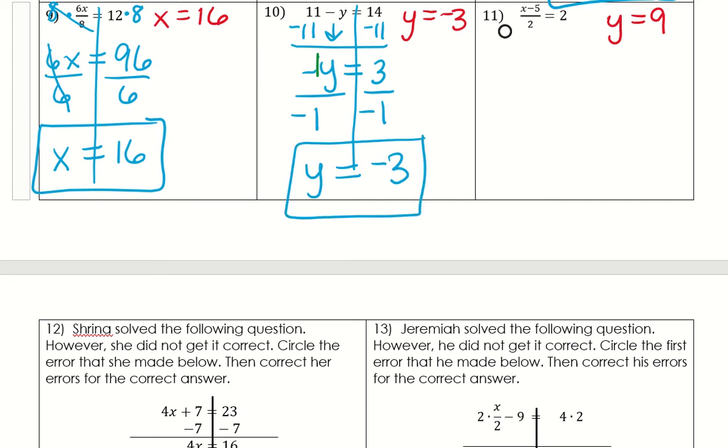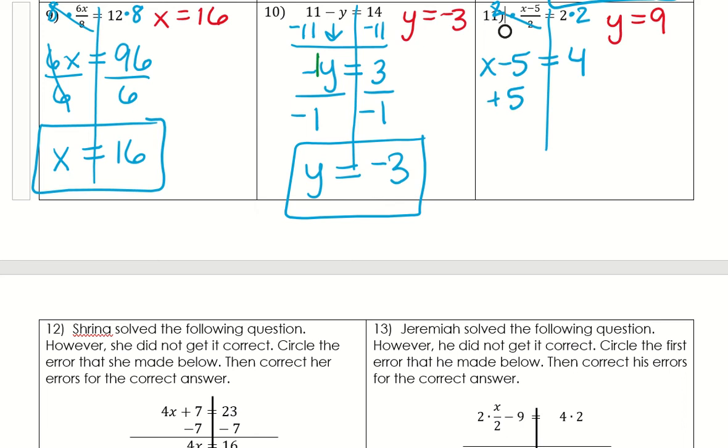Our last two-step equation problem we need to solve is number 11. And friends, this is a special case because remember, I have a fraction on the left side and only a fraction, and it has addition or subtraction in the numerator. So the first thing I'm going to do is multiply both sides by 2. So on the left I'm left with x minus 5, and on the right I'm left with 4.